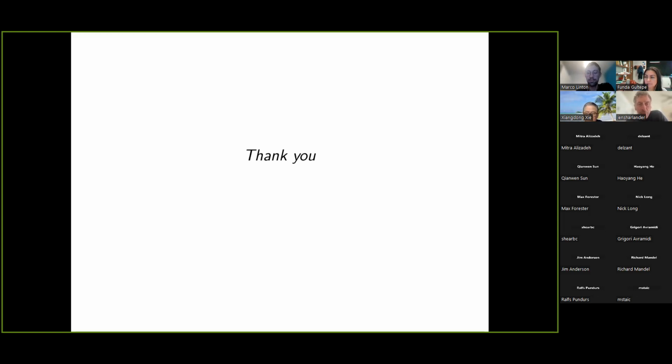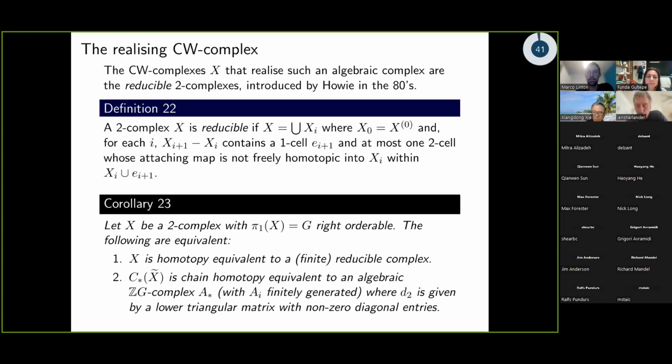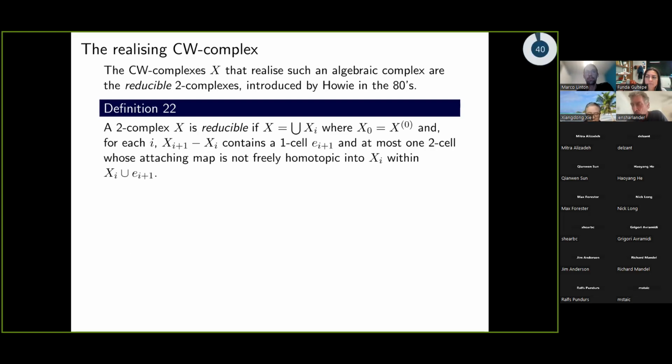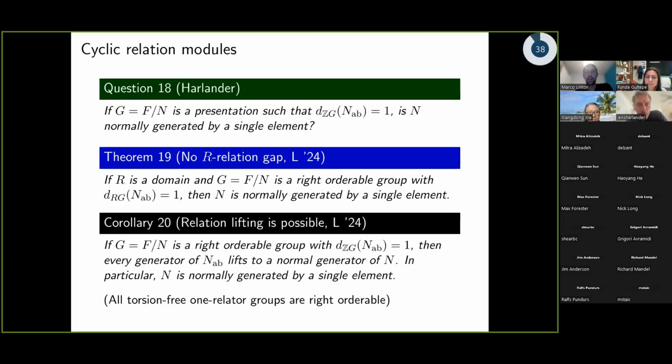But Marco, if I could see your slide with your main result on these groups with cyclic relation module. Yes, this one. It seems like one would think that your groups are locally indicable, just like one-relator groups. I don't know in general, but there are probably scenarios where this is true.